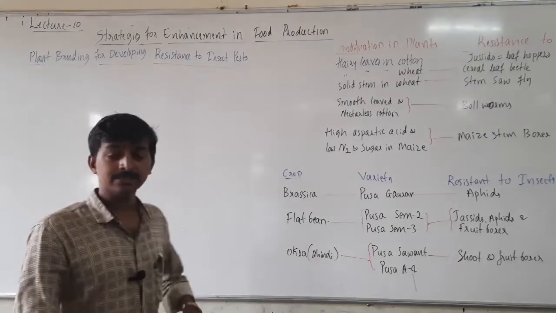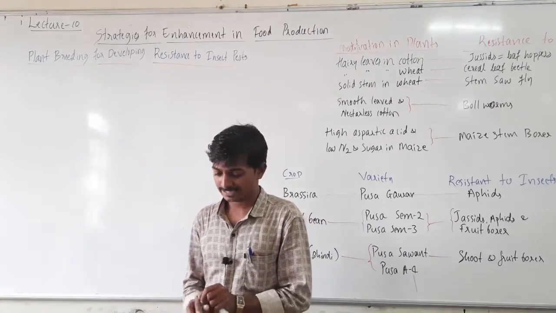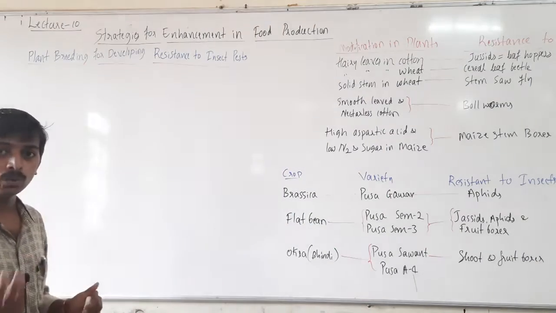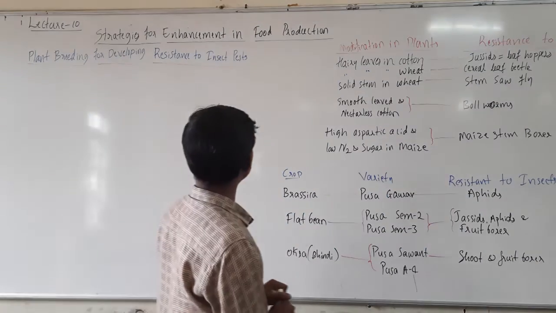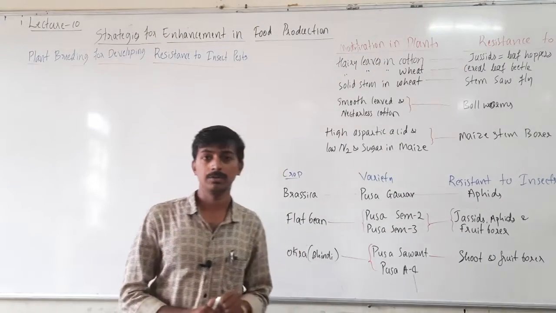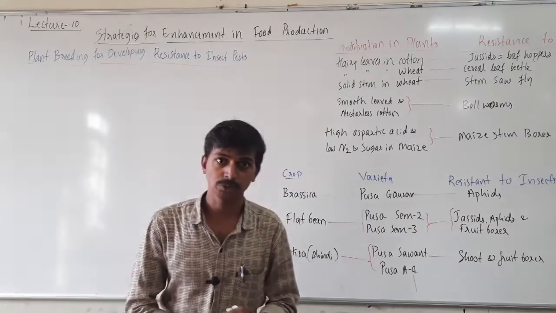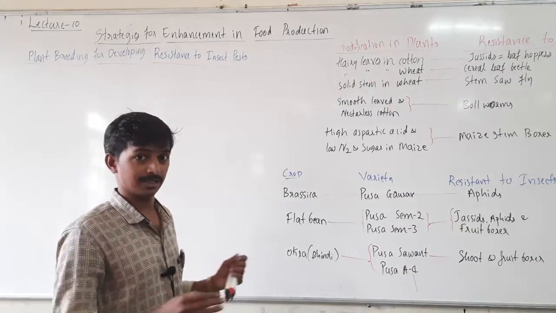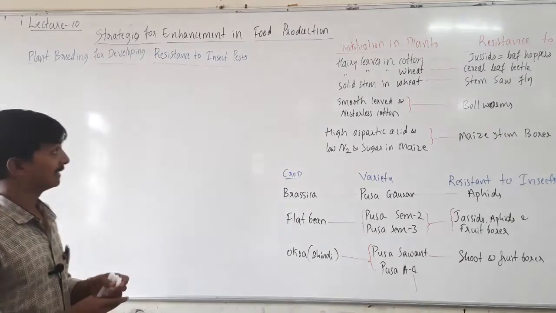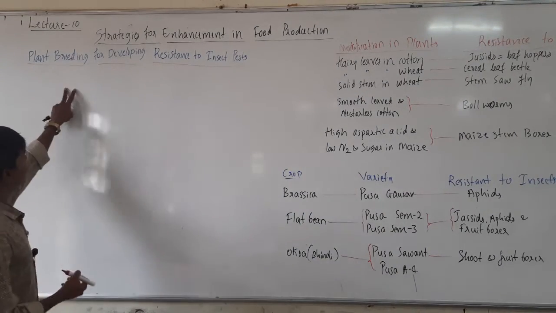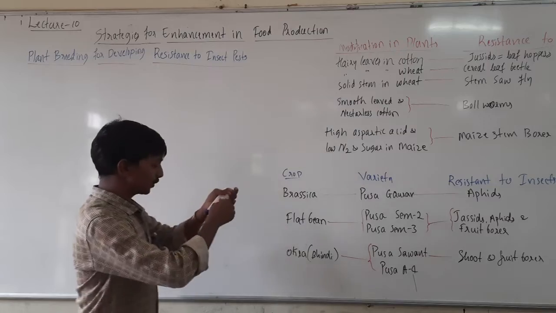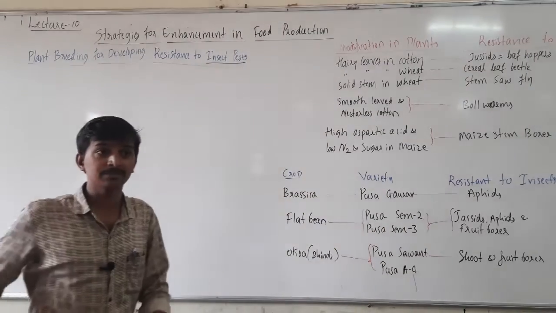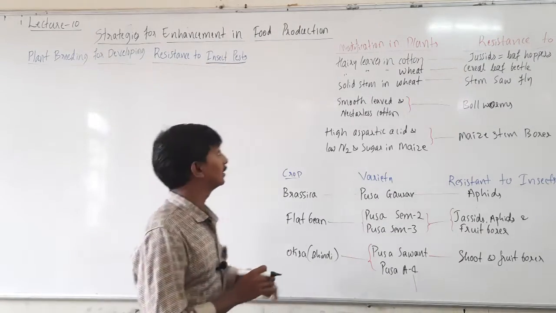In the previous classes, we have discussed some aspects of plant breeding, that is, how to develop plants against diseases caused by bacteria, viruses, or fungi like smut, rust, etc. In today's class, we shall discuss plant breeding for developing resistance to insect pests. The plant must become resistant to the insect pest.